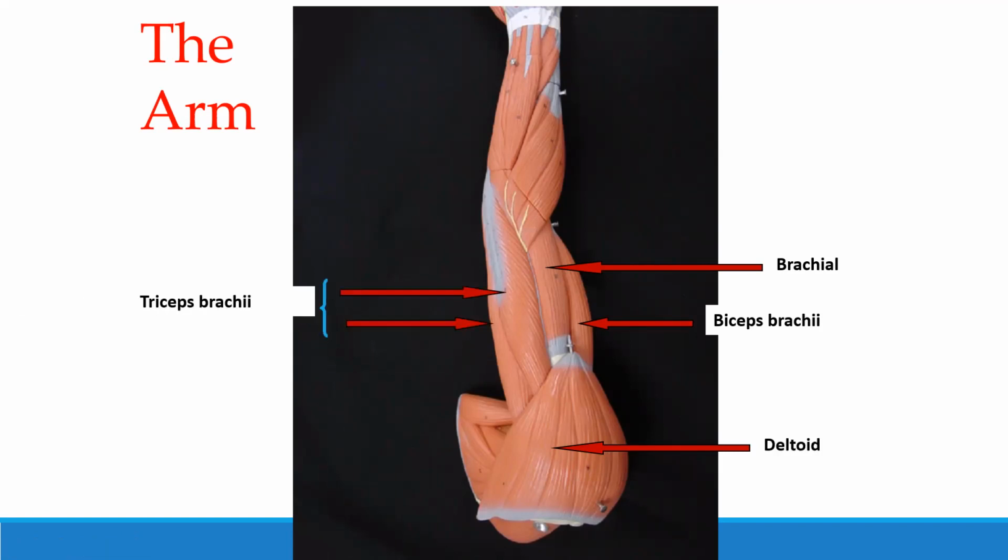The triceps brachii and the biceps brachii are antagonistic pairs. They work against each other. When one flexes the arm, the other extends the arm. When one extends the arm, the other flexes the arm. So they work against each other.